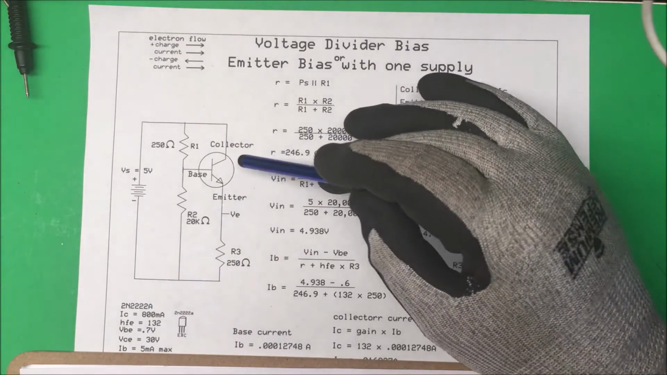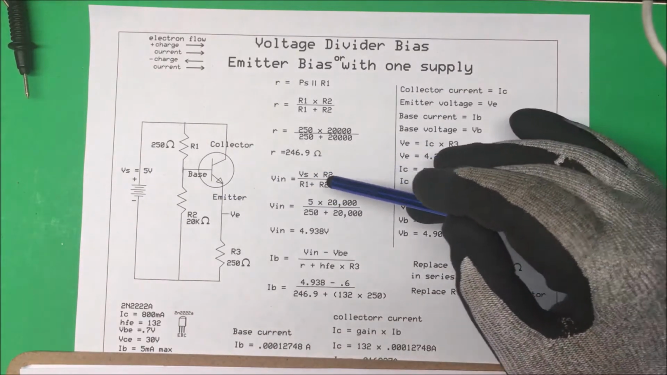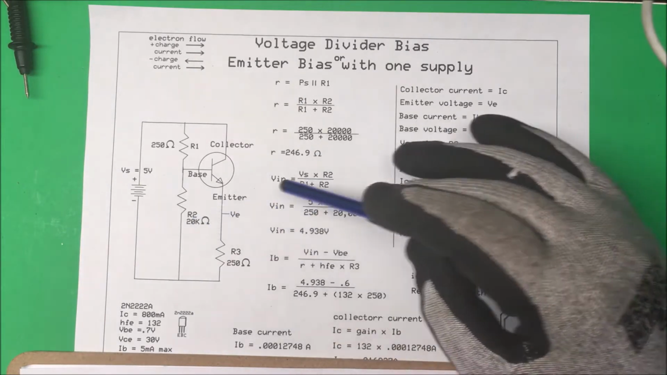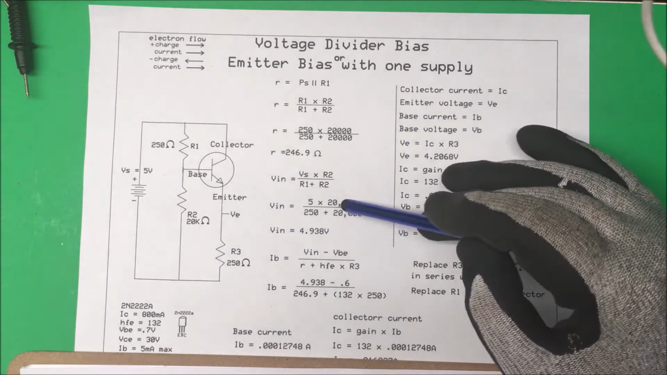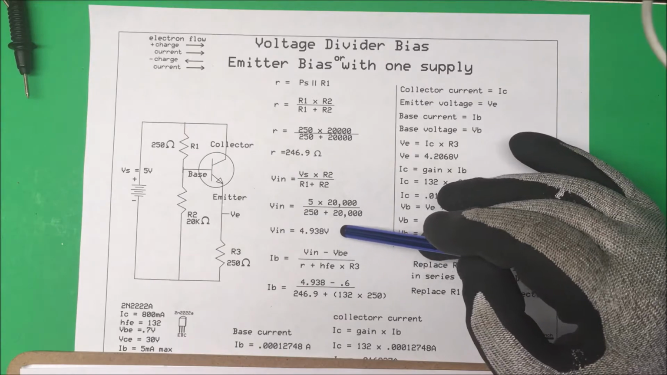Okay. Now, to find the voltage on the base, we take our 5 volts here coming in, and we multiply that by our R2, and then we divide it by R1 plus R2. So here it is here, and that comes out to 4.938 volts.